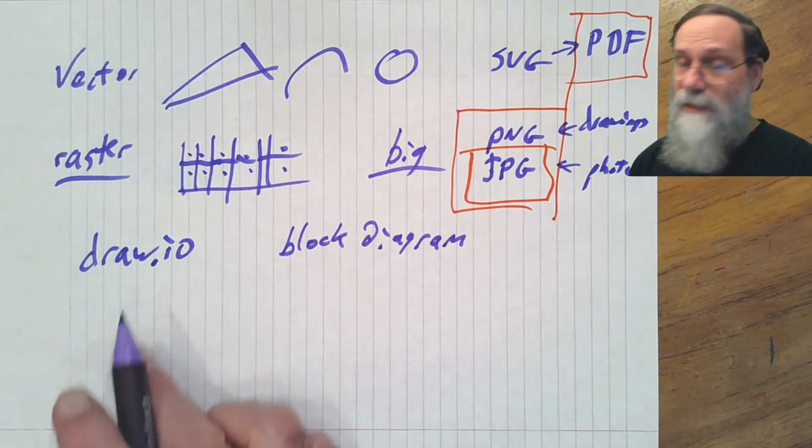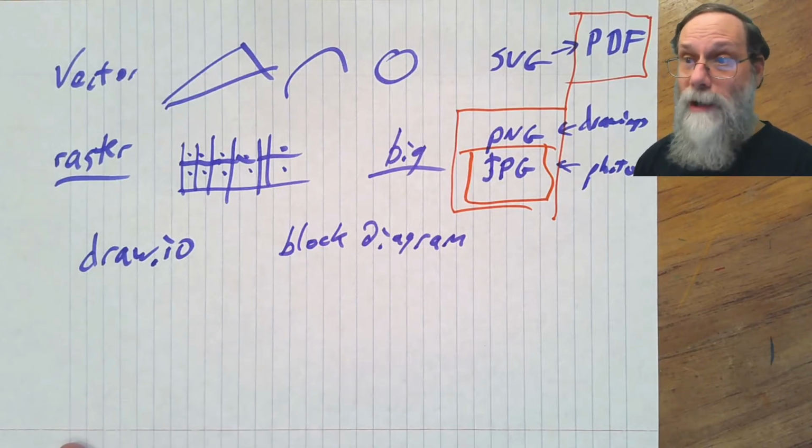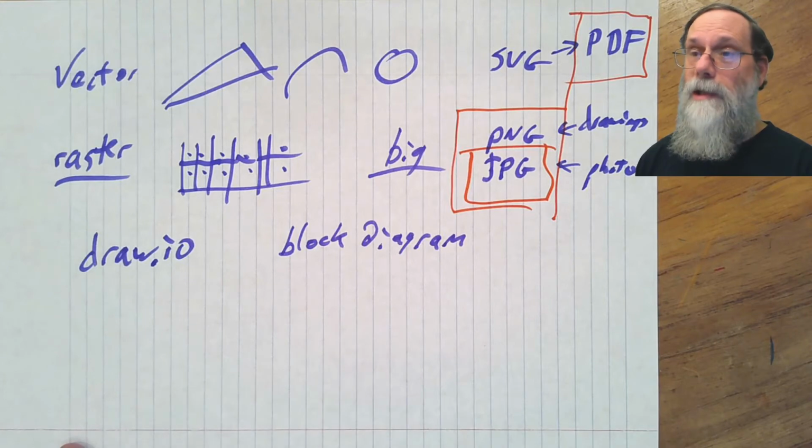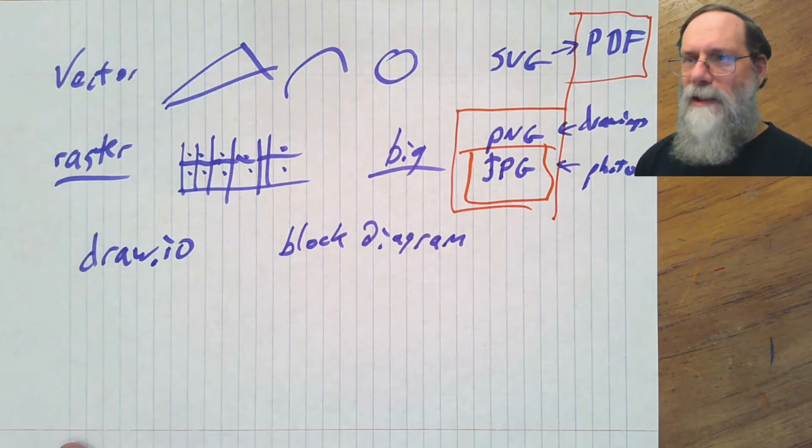For schematics, Draw.io is really not very good. It's got a schematic capability, but it's terrible. It's great for block diagrams. It's terrible for schematics. It just doesn't have a good selection of parts, and the parts that it has got are poorly drawn, so the schematics look ugly.